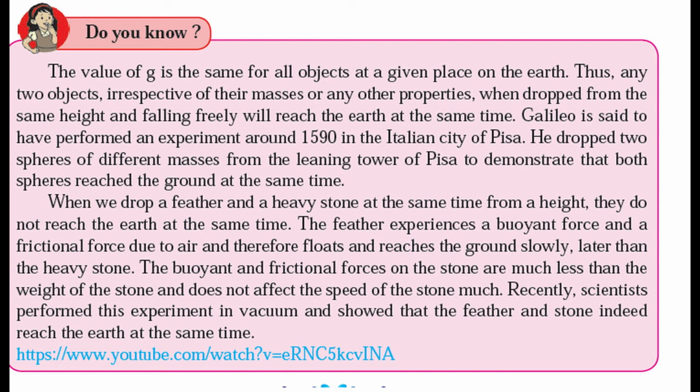When we drop a feather and a heavy stone at the same time from a height, they do not reach the earth at the same time. The feather experiences a buoyant force and a frictional force due to air, and therefore floats and reaches the ground slowly, later than the heavy stone. The buoyant and frictional forces on the stone are much less than its weight and do not affect its speed much. Recently, scientists have performed this experiment in a vacuum and showed that the feather and the stone indeed reach the earth at the same time inside the vacuum.